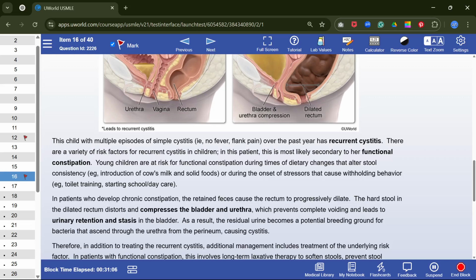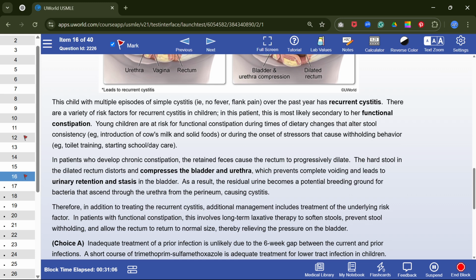In patients who develop chronic constipation, the retained feces cause the rectum to progressively dilate. The hard stool in the dilated rectum distorts and compresses the bladder or urethra, which prevents complete voiding and leads to urinary retention and stasis in the bladder. As a result, the residual urine becomes a potential breeding ground for bacteria that ascend through the urethra from the perineum, causing cystitis.